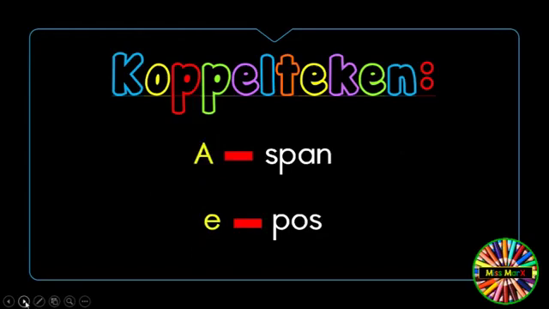Hier koppel ons 'n letter aan 'n woord. Here we connect a letter to a word. For example, A-span, the A team. We connect or join the letter A to span, which is team in English. E-pos, like an email in Afrikaans, we connect the lettertjie E aan die woord pos and it becomes e-pos.